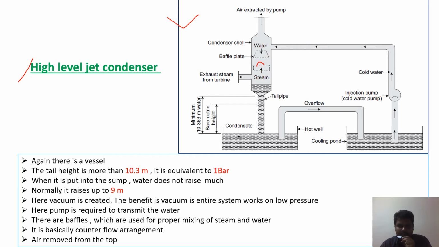Here also, like the previous type, to maintain a level, it is connected to the overflow pipe. If there is any extra condensate, that will be sent to the cooling pond. Since the cooling pond already has water, that water will be sent to the vessel. But here, if you observe carefully, we are using a pump to send the water into the vessel. Here we are using the pump instead of thermosiphon.